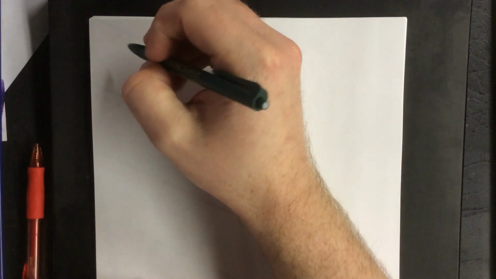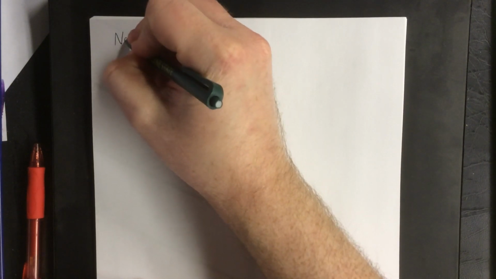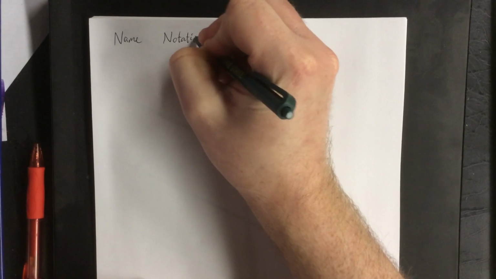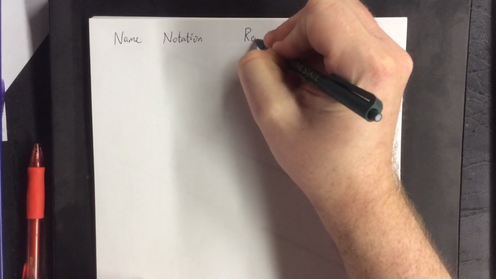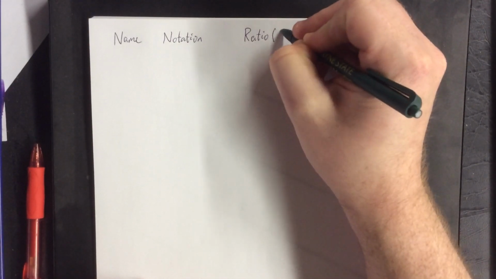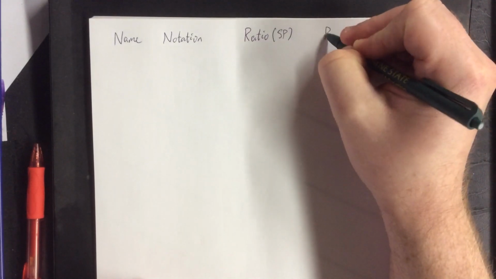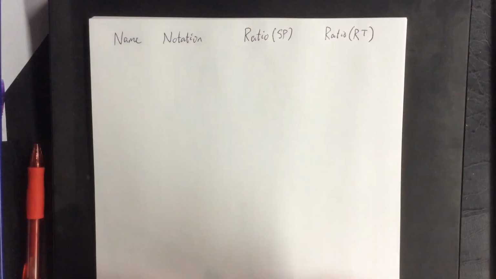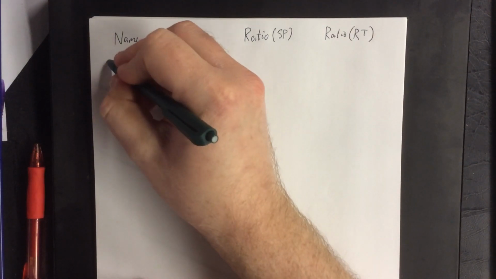So, with those things in mind, and please feel free to refer back to this point in the video, I am going to introduce a total of 6 different ratios that are used. I'm going to introduce them by name, by notation, the ratio according to standard position and the ratio according to right triangles. There are 6 of them.